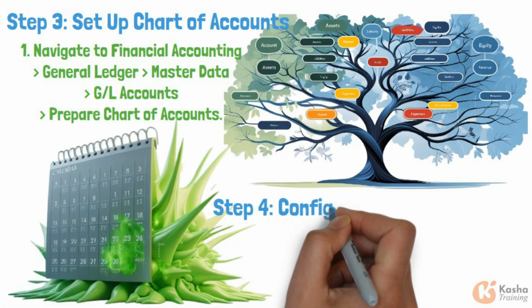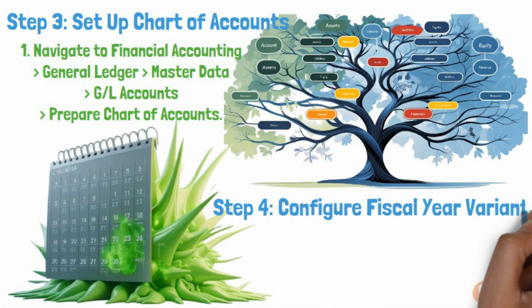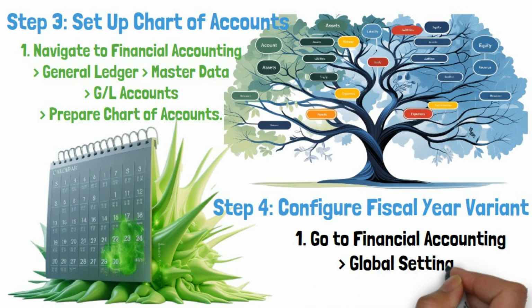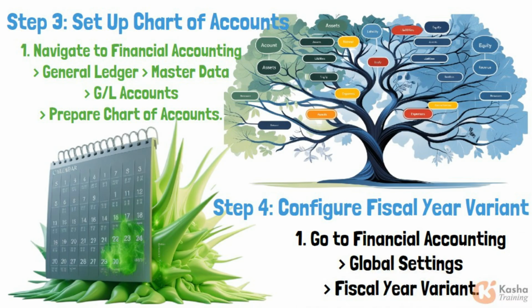Step 4. Configure Fiscal Year Variant. The Fiscal Year Variant defines the accounting periods for your organization. 1. Go to Financial Accounting, Global Settings, Fiscal Year Variant. 2. Create a new Fiscal Year Variant by specifying start and end dates along with the number of periods.